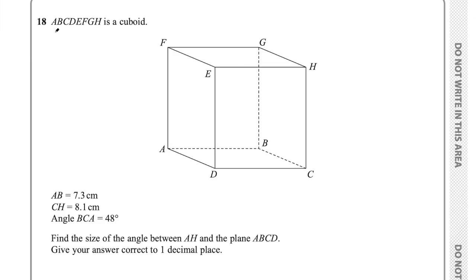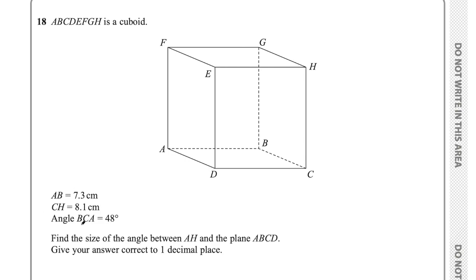Question 18 says ABCDEFGH is a cuboid. AB equals 7.3 centimeters. CH equals 8.1 centimeters. Angle BCA equals 48 degrees. Find the size of the angle between AH and the plane ABCD. Give your answer correct to 1 decimal place.